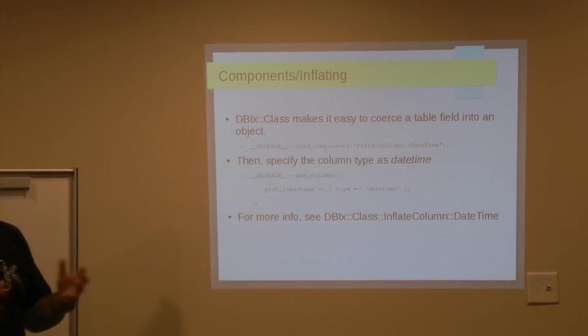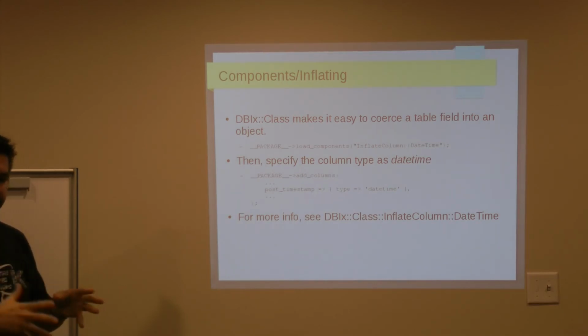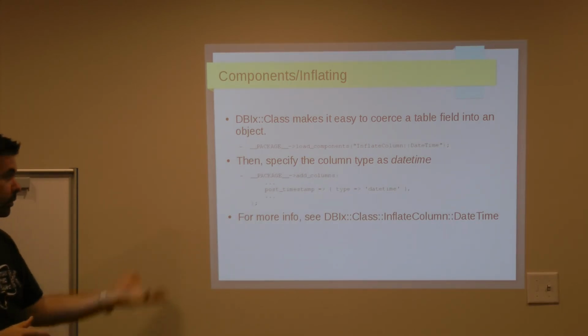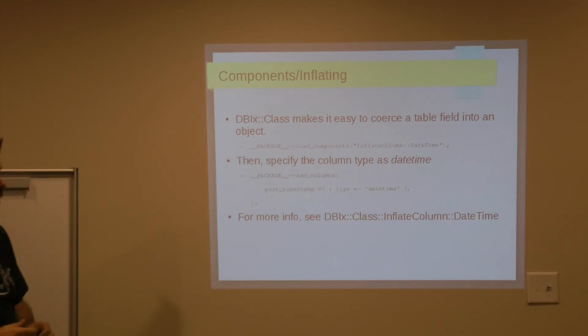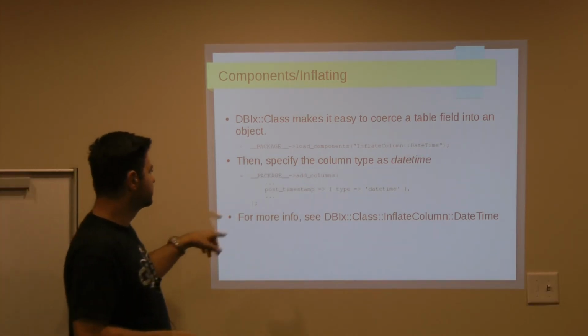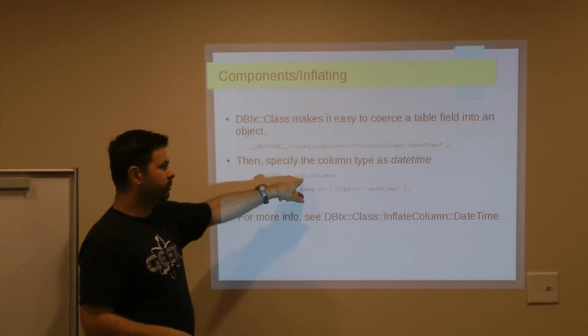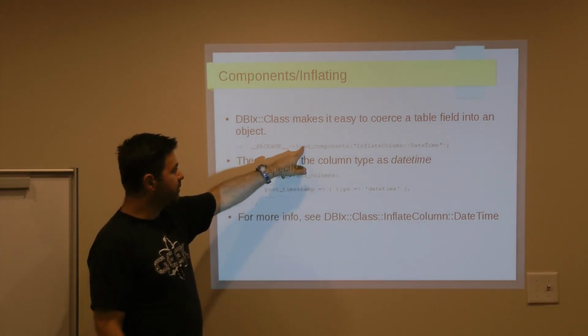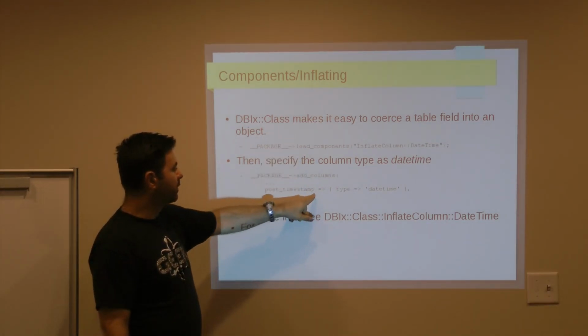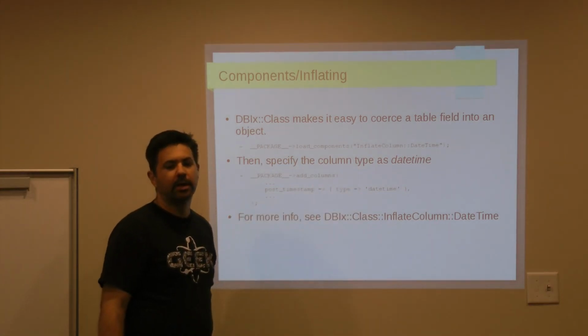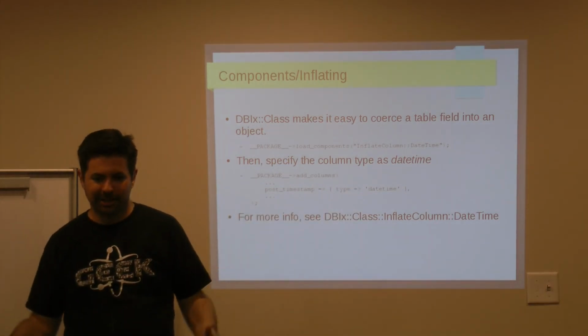So when you store a date or a time or a datetime in a database, a lot of times people have come up with really complex ways of taking that and parsing it and creating a DateTime object for you. Well, DBIx does that for you automatically. All you have to do is, when you define your columns, you can have this component loaded up here, and then you can just say the type is datetime, and it will automatically do that.